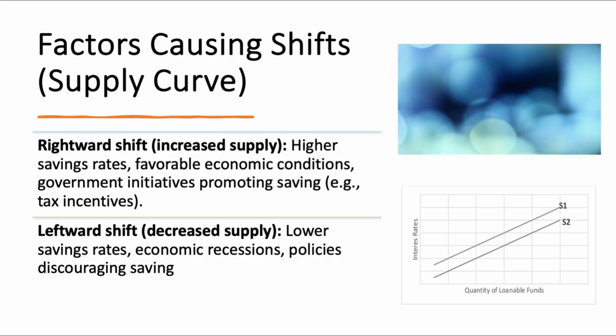On the other hand, a leftward shift, decreased supply, happens when there are fewer funds available. This can result from lower savings rates, economic recessions where people struggle to set money aside, or government policies that discourage saving. In short, anything that boosts saving pushes the supply curve to the right, while anything that reduces saving shifts it to the left.